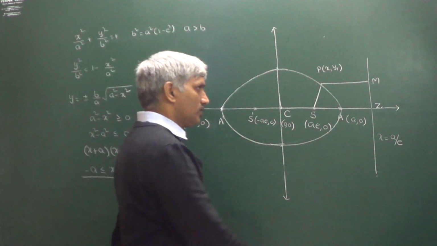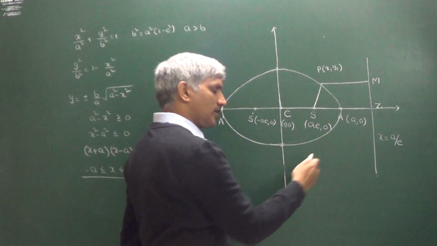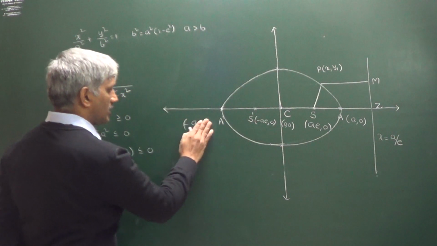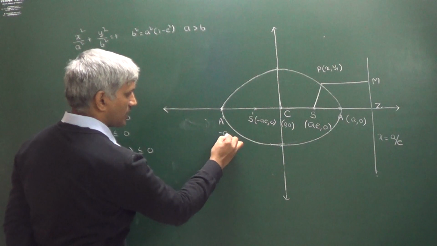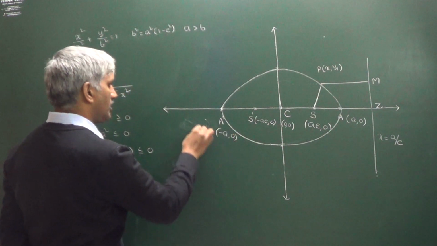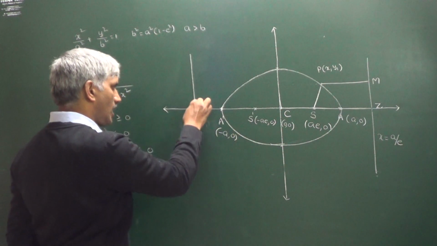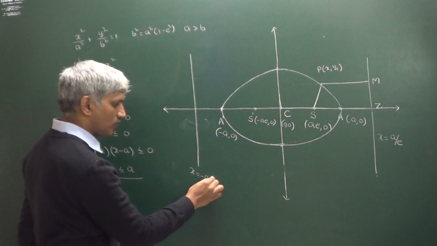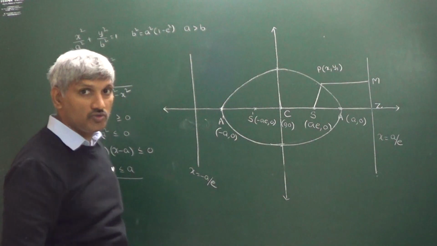At the same time, this is the line x is equal to a by e. For that line with respect to the y-axis also we will get the reflection here. That reflection is minus a by e. So that's why this is the line x is equal to minus a by e. But what about the significance of these two, sir?